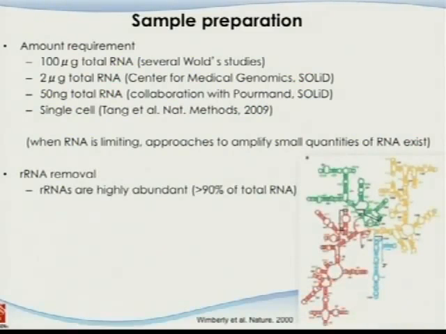And the second consideration is ribosome removal. I know this picture is very much like a subway map in New York City, but actually it's the structure of ribosome. We know that ribosomes are highly abundant, larger than 90% of total RNA, and some people say larger than 95% of total RNA. My experience is if you don't do anything about that, all your data is ribosome RNA.